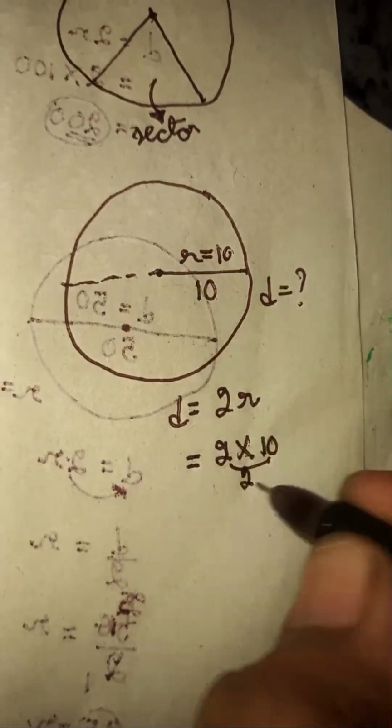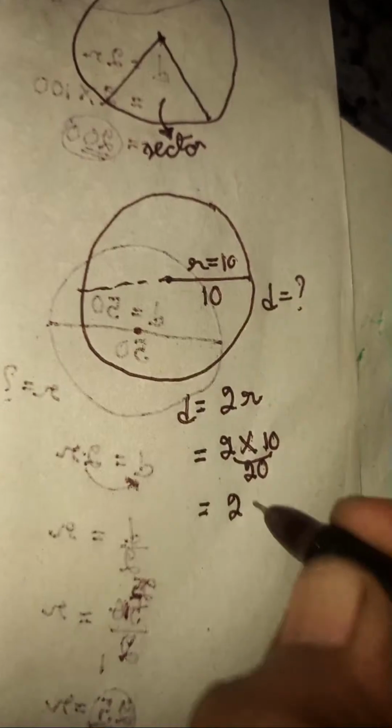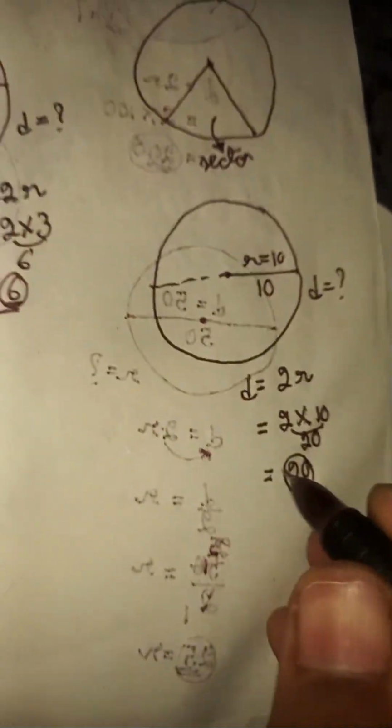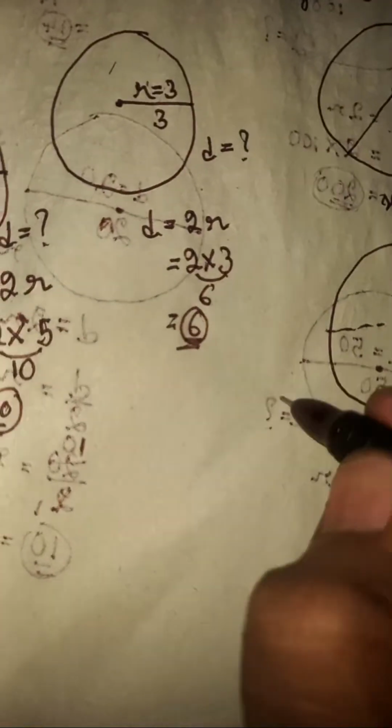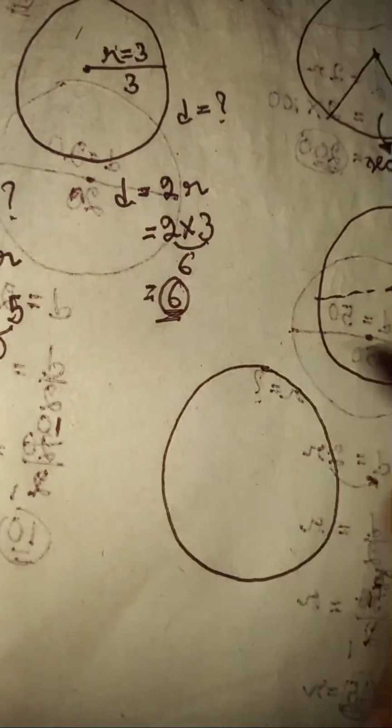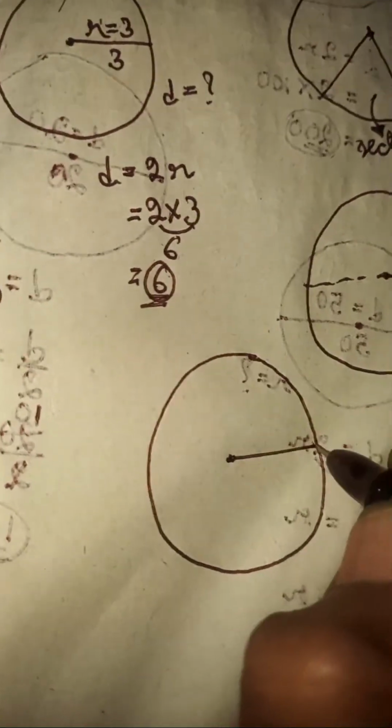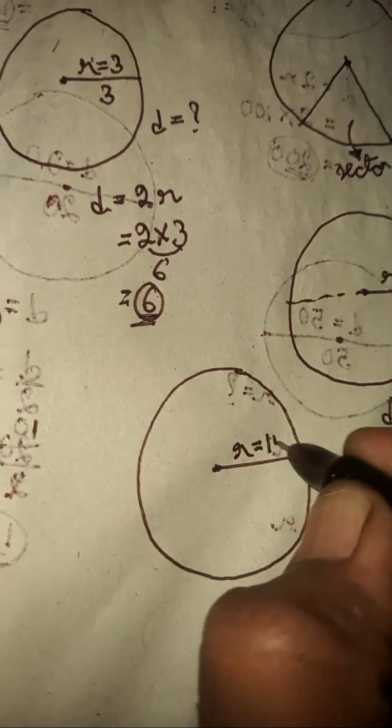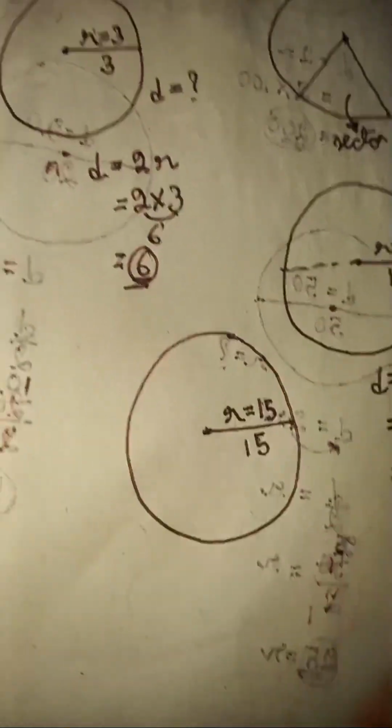2 times of 10 going to become 20. So diameter is 20 units. Let's take one more circle. In this circle, they have given that radius equal to 15 units. 15 units is the radius.